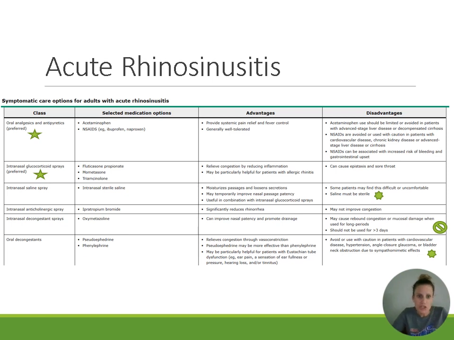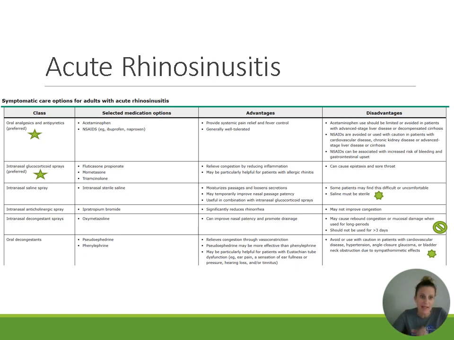Intranasal anticholinergics like ipratropium nasal spray. This really decreases runny nose a lot, but again, it can overdry. So if the patient has a really, really runny nose, it's just constantly running, this might be helpful to dry that up. But if they have really thick mucus that's congesting, it's probably better to work on flushing that out with a nasal spray.